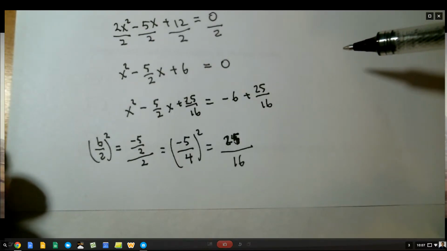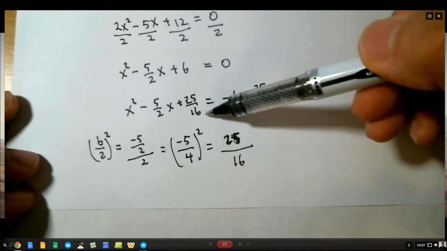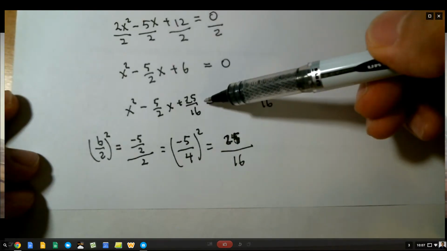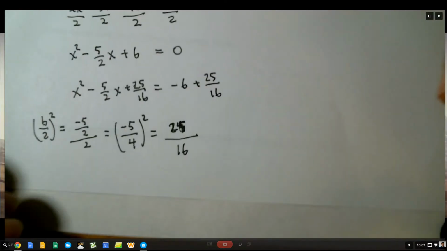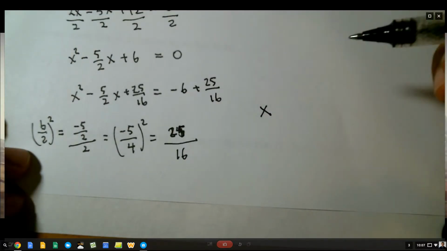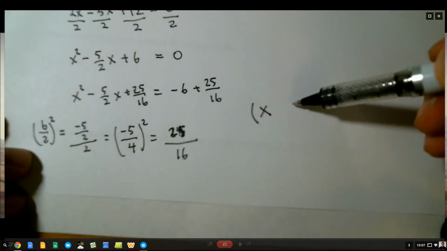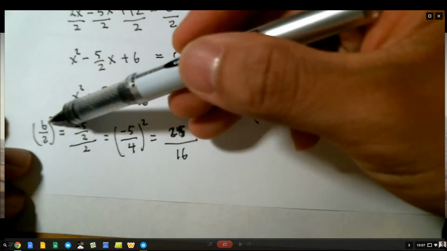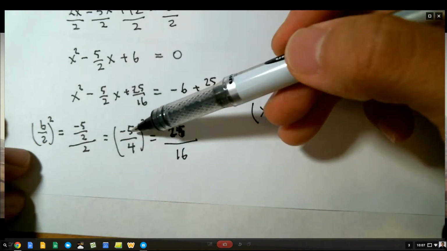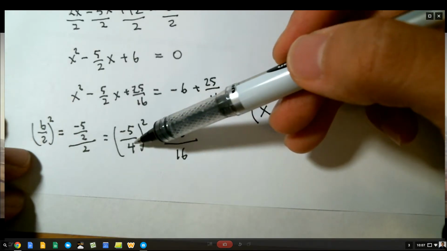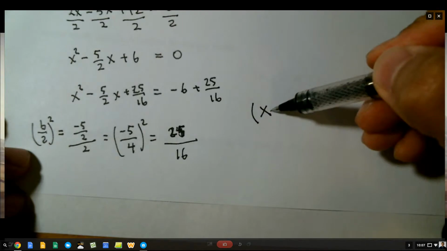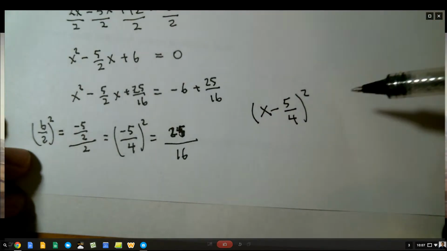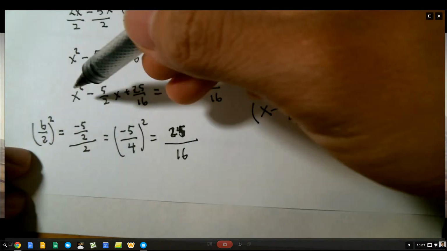Now, once again, this becomes a perfect square. So what would that become? We have x, and what do we put right here? Remember, it's always whatever's inside, b divided by 2. b divided by 2 happens to be negative 5 over 4. So this part will become x minus 5 over 4 squared.